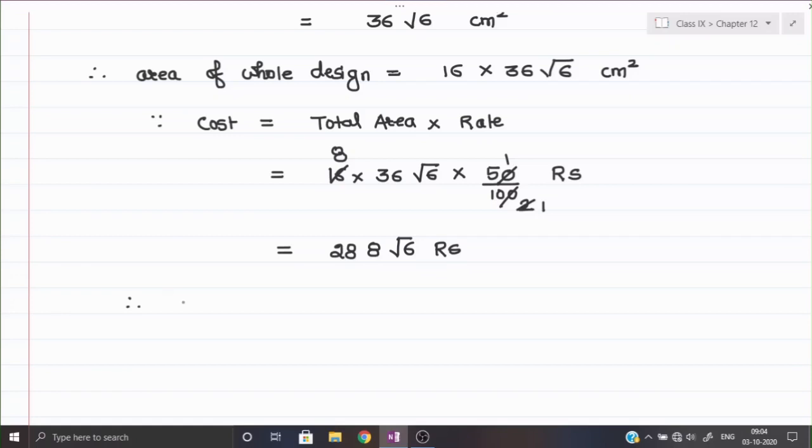Okay, so we can say that therefore cost of design is equal to rupees 288 under root of 6. Okay, so root of 6 value is remaining to put over here, that is required, so that we can put afterwards.